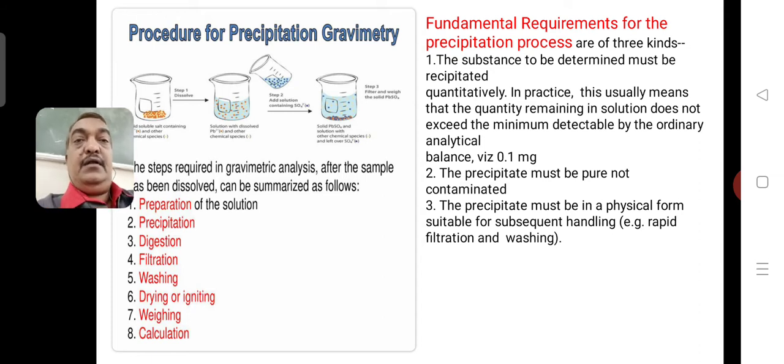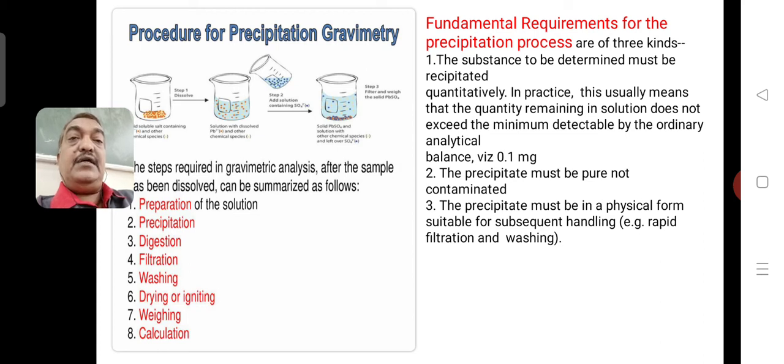Now, friends, here you can see the different steps involved in precipitation gravimetry. The first is preparation of a standard solution. Second is precipitation. Third is digestion. Fourth is filtration. Fifth is washing. Sixth is drying or igniting. The seventh is weighing. And the eighth step is calculating exactly how much of that particular cation is there in the different component form.